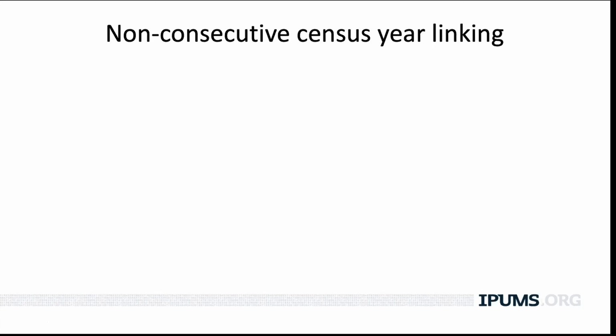Alrighty. So now I'm going to go over a more advanced case scenario, which is, what if you're interested in linking non-consecutive census years? Currently, the crosswalk files are only consecutive census years, so it's 1900 to 1910, 10 to 20, 20 to 30, 30 to 40. But let's say you're interested in linking, say, 1900 to 1940. You can do that using the crosswalk files.